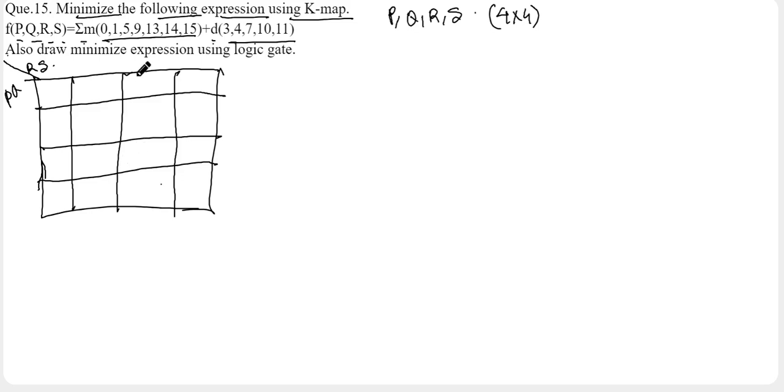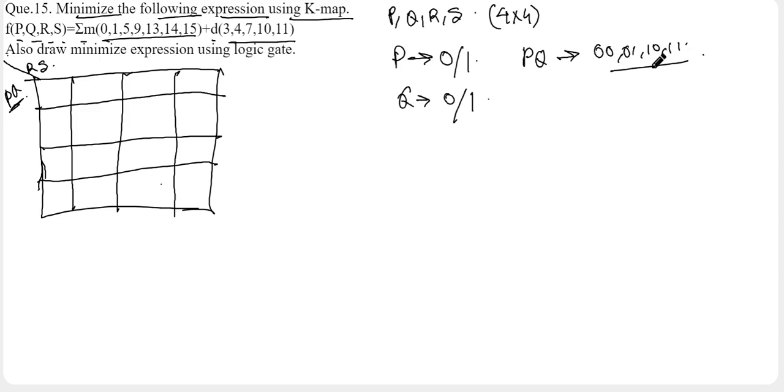Now how do we write those gray codes? So for PQ, this PQ is just representing the row number, right? As we can see, this PQ is a 2-bit variable, because P can be represented by either 0 or 1, and Q can be represented by either 0 or 1. If we combine these two together, PQ, we can represent it by 00, 01, 10, 11 in binary. So there are a total of four combinations.